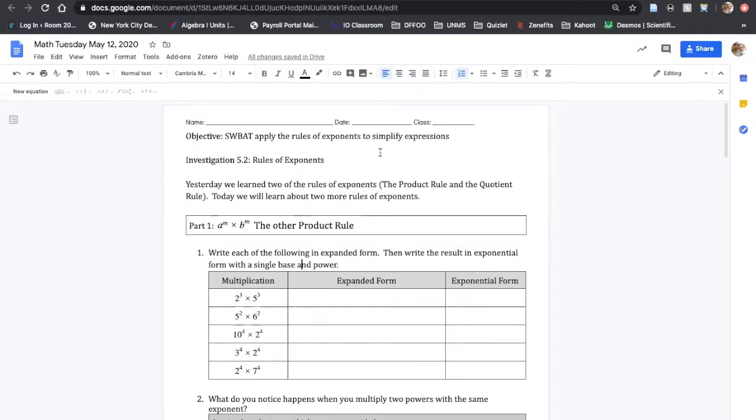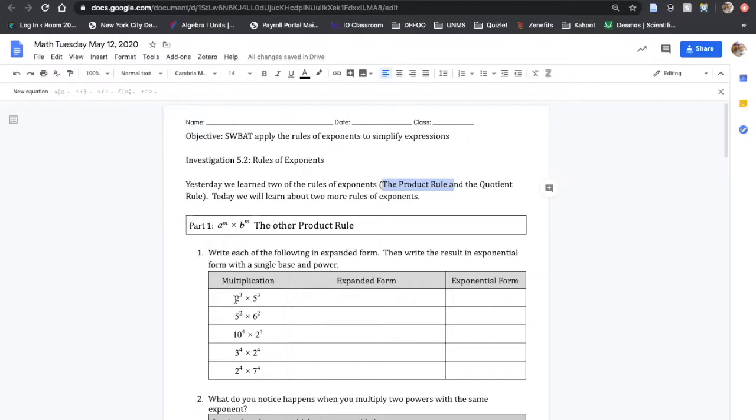All right. So, yesterday we learned about the product rule and the quotient rule. Today we're going to go over two more rules of exponents. We're going to go over some examples to understand them and then apply those rules. All right. So first thing we're going to do today is something called the other product rule, right?